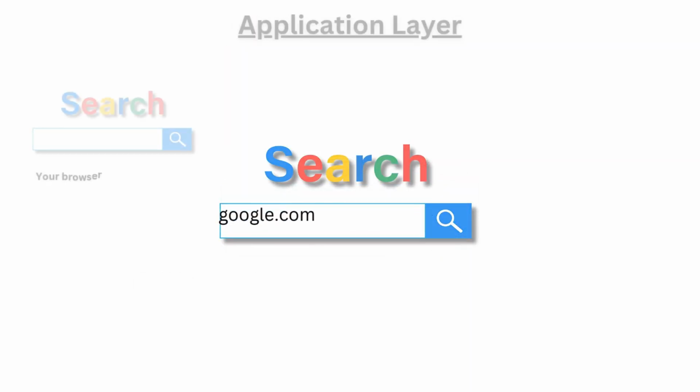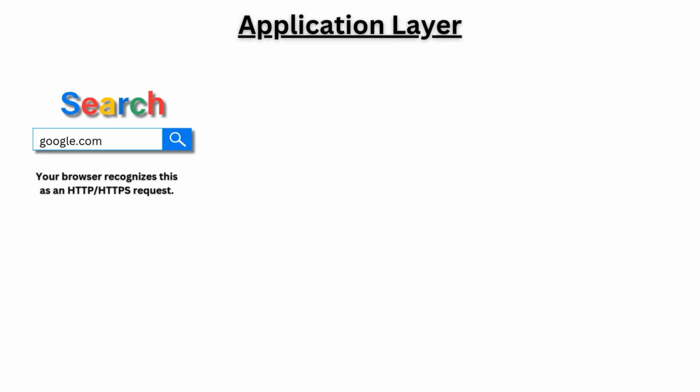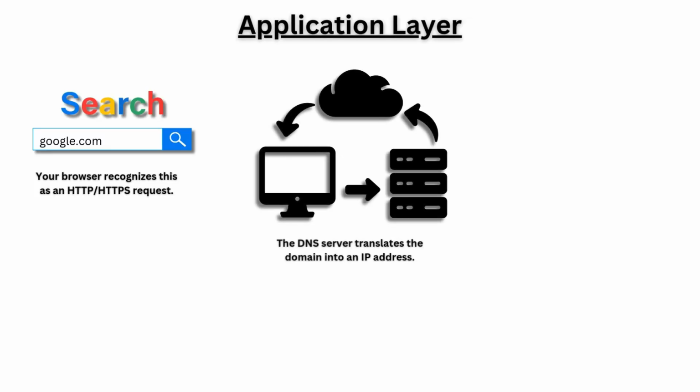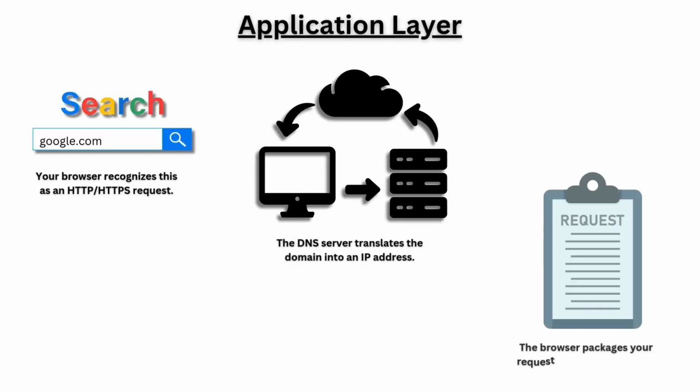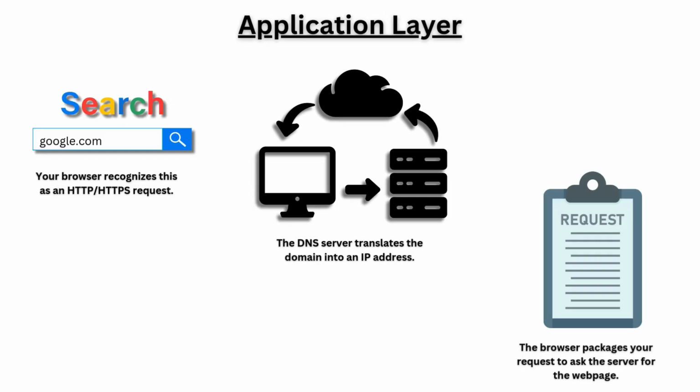Let's take a real-world example. What happens when you type google.com into your browser? So the browser recognizes that you are making an HTTP or HTTPS request. It contacts a DNS server to translate google.com into an IP address. The browser will then package your request, asking the server for the web page you want to load. The prepared request is passed to the next layer in the TCP/IP stack for transmission.